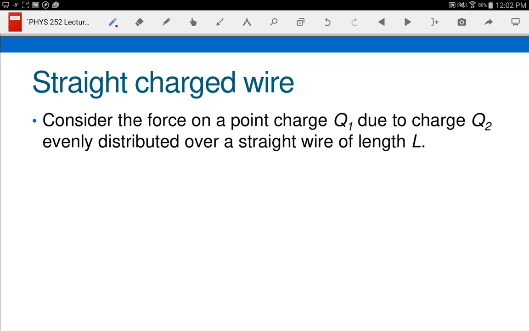So let's look at this problem. Consider the force on a point charge Q1 due to charge Q2 evenly distributed over a straight wire of length L. Now, if you look at the homework, the first problem says that you have a semi-infinite wire. That's basically the difference between these two, and it specifies much better where you're located.